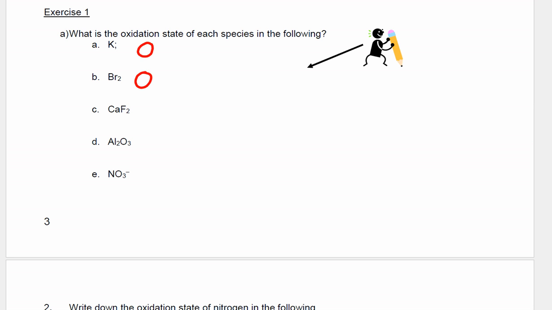Now the next one, calcium fluoride, CaF2, we've clearly got 2 different things, and each of them will have its own oxidation number. Calcium is in group 2, so it has an oxidation number of +2. Remember, we always put the sign before the number when discussing oxidation numbers. Now, calcium fluoride, overall, there is no charge on calcium fluoride, so the sum of the oxidation numbers must equal 0. The calcium, as we've just said, is +2.